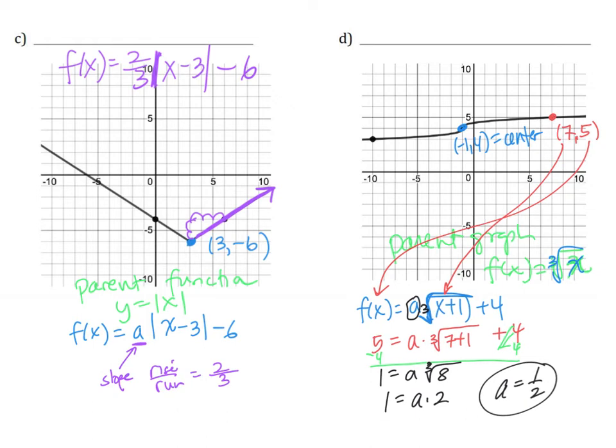Put it all together just by substituting in our a. My function is 1/2 times the cube root of (x plus 1), and then outside of that cube root, I have my plus 4. And that's it.